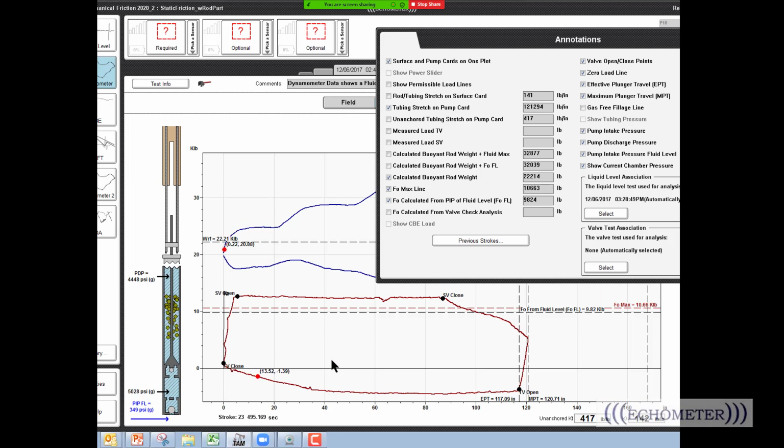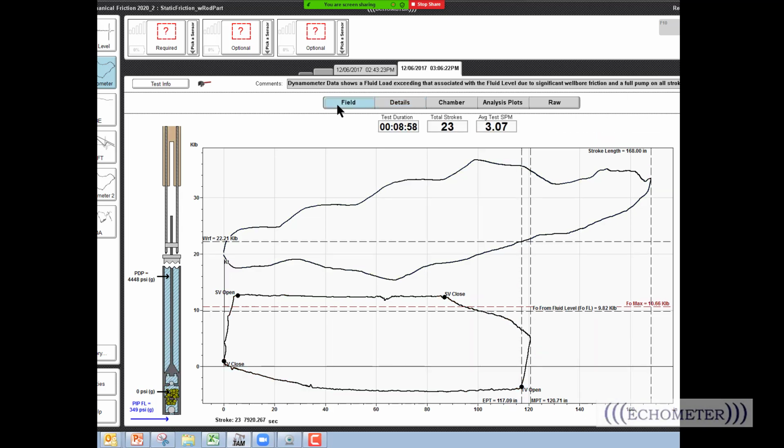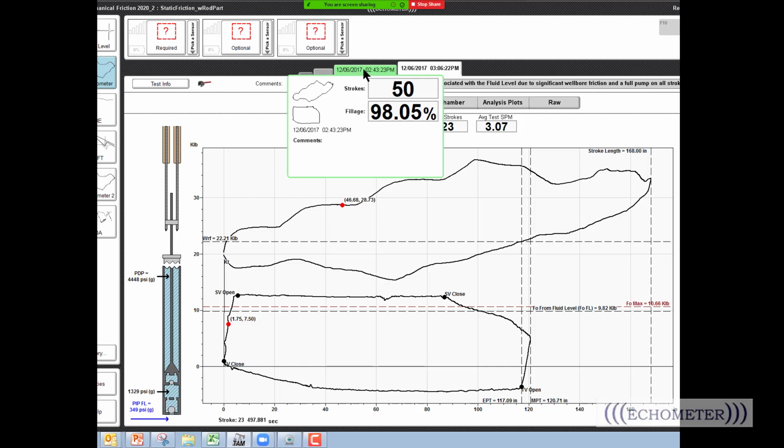That looks pretty good. All right, so now what I want to show you is if I go to the field view here and look at this, and I want to overlay on top of this data here the data collected on this well at the same time. Here's the same time. This data is collected with the Horseshoe load cell. This data is collected with the polished rod transducer.